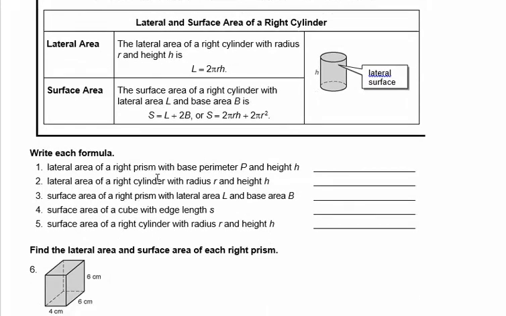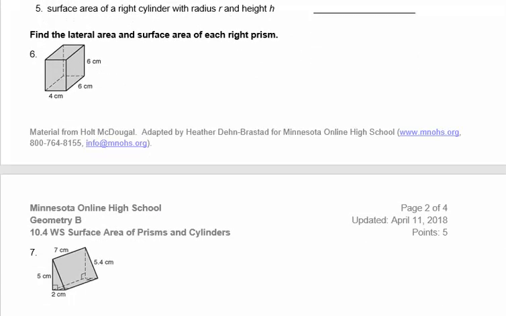So the first 5 questions are just for you to write the formulas here to make sure you have them correct. If you do not use the correct capitalization, whether it's supposed to be capital or lowercase, then it's wrong, because big B and little b mean 2 different things, and big L and little l mean 2 different things. All right, then we have some problems to do where you have to find the lateral and surface area of each right prism.